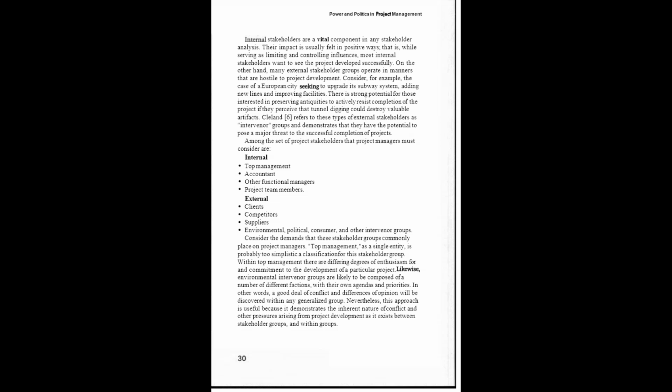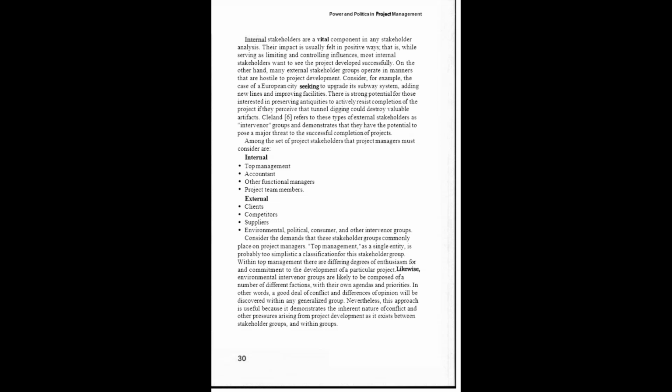Consider the demands that each stakeholder group commonly places on a project manager. Top management, as a single entity, is probably too simplistic a classification for this stakeholder group. Within top management, there are differing degrees of enthusiasm for the commitment to the development of a particular project. Likewise, environmental intervener groups are likely to be composed of a number of different factions with their own agendas and priorities. In other words, a good deal of conflict and differences of opinion will be discovered within any generalized group. Nevertheless, this approach is useful because it demonstrates the inherent nature of the conflict and other pressures arising from project development as it exists between stakeholder groups and within groups.